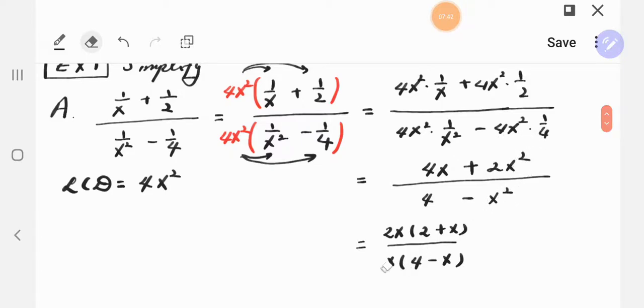So this is a difference of squares, isn't it? 4 minus x squared is a difference of squares. So this is 2 plus x, 2 minus x. So finally, we can cancel out 2 plus x. So the numerator is 2x, and the denominator is 2 minus x.